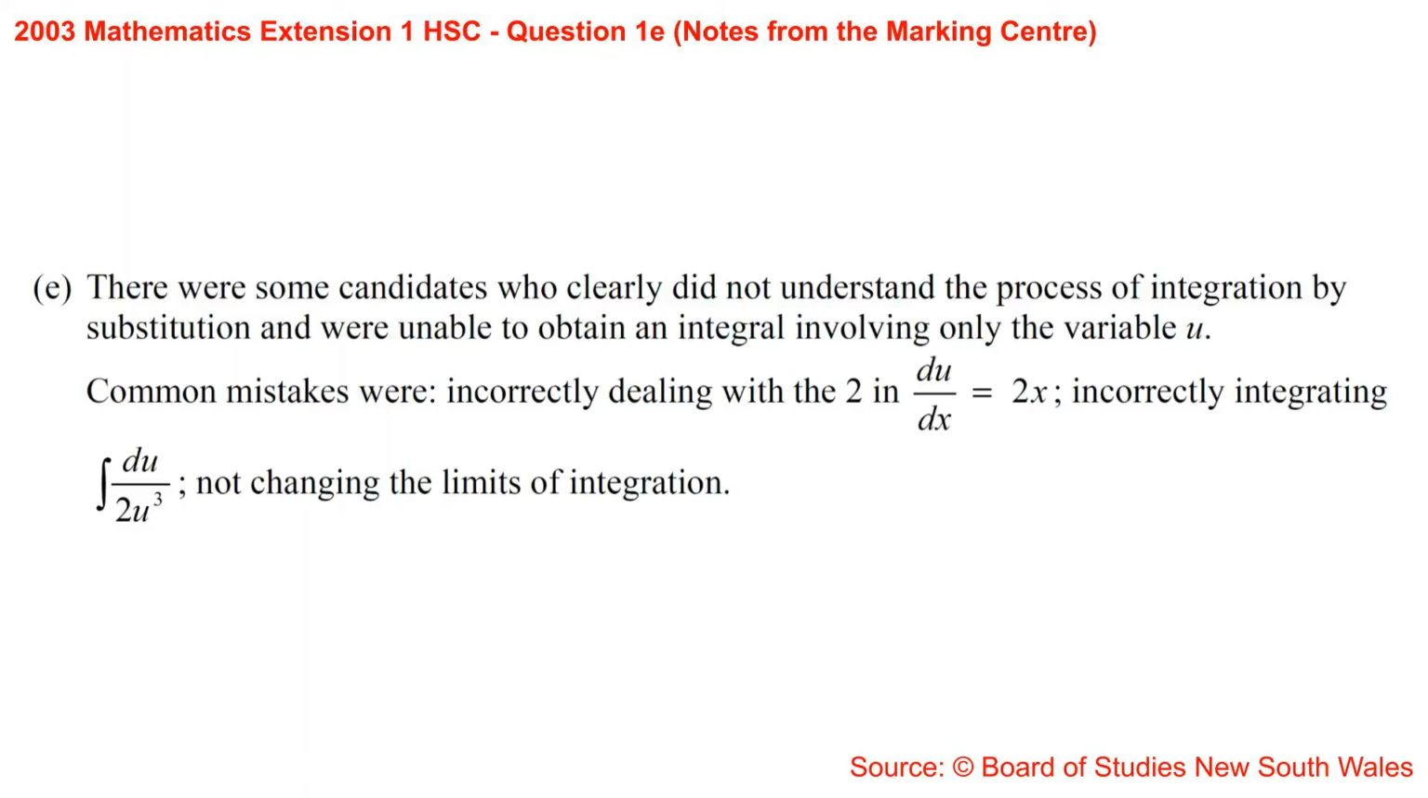Here are the notes from the marking center. There were some candidates who clearly did not understand the process of integration by substitution and were unable to obtain an integral involving only the variable u. Common mistakes were incorrectly dealing with the 2 in du/dx equals 2x and incorrectly integrating the integral of du over 2u cubed and not changing the limits of integration.